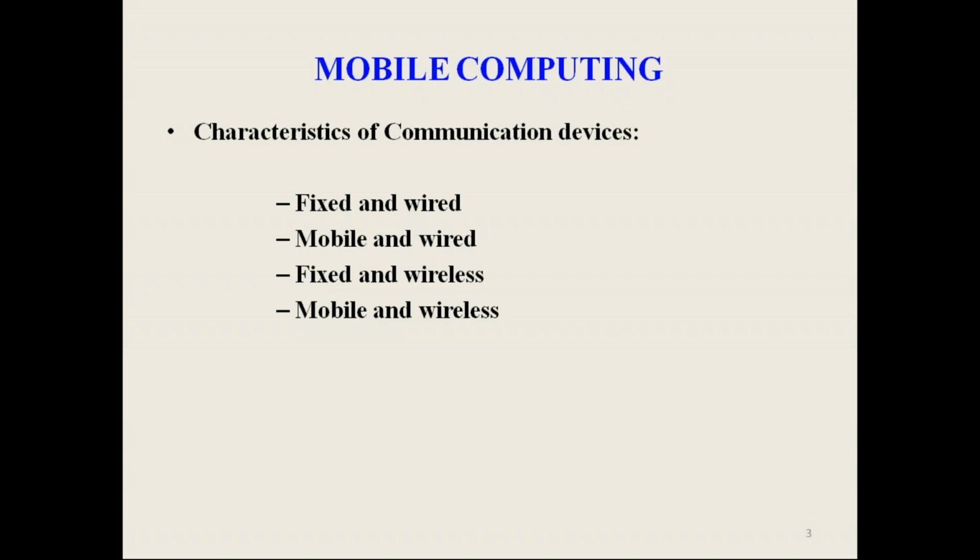Related to desktops, we are also choosing wireless, but that is a different scenario. Related to here, the best example is a desktop: fixed and wired. The configuration here is a desktop computer. Then one more is mobile and wired. Here the best example is laptops. Laptops are in this category.